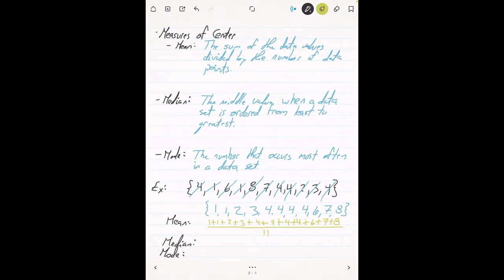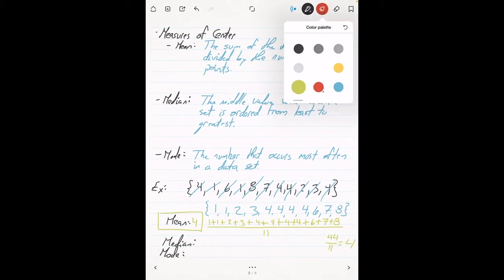When I add all of the values on the top together, I get a 44, and that divided by 11 is 4. So the mean value is the number 4. This is what we typically would consider the average. But we can also find the median number if we're talking about the average.